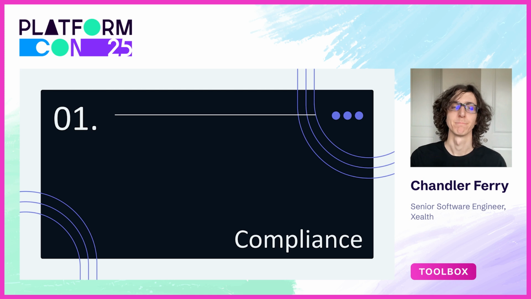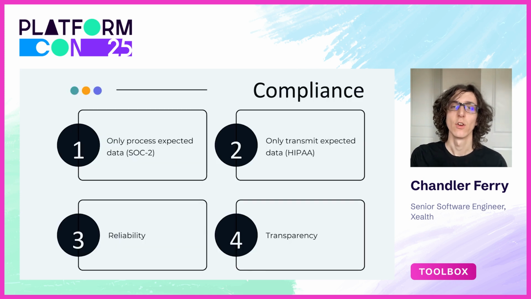Let's start with compliance. Regulatory software compliance is a loaded topic, but it really boils down to four things. Only process the expected data, only transmit the minimum expected data in response, be a reliably secure application, and be transparent when someone needs to audit you, whether that's a cybersecurity firm or an external vendor. But how do you accomplish these things simply?